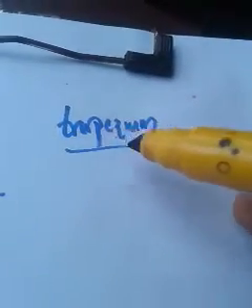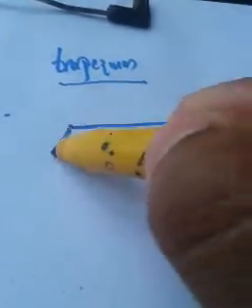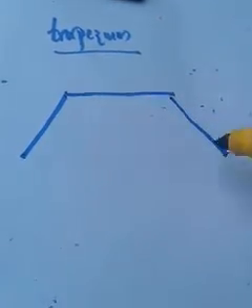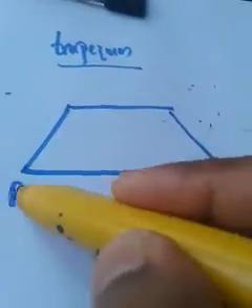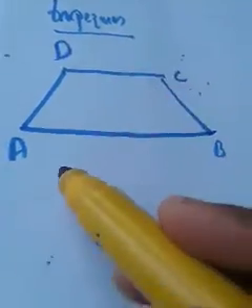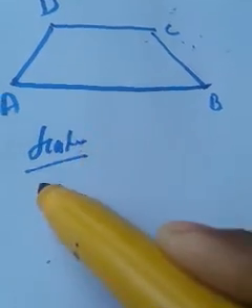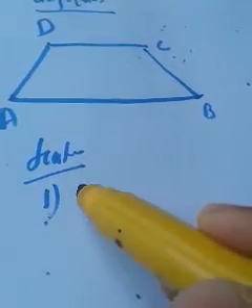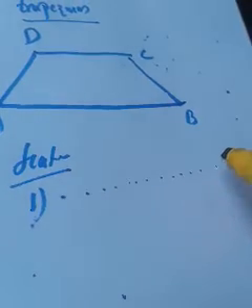Next one is the trapezium. Let me draw the general shape of a trapezium. This is the general shape of a trapezium. Let it be A, B, C, D. What is the speciality of a trapezium? Features. The first feature is that one pair of opposite sides are parallel.